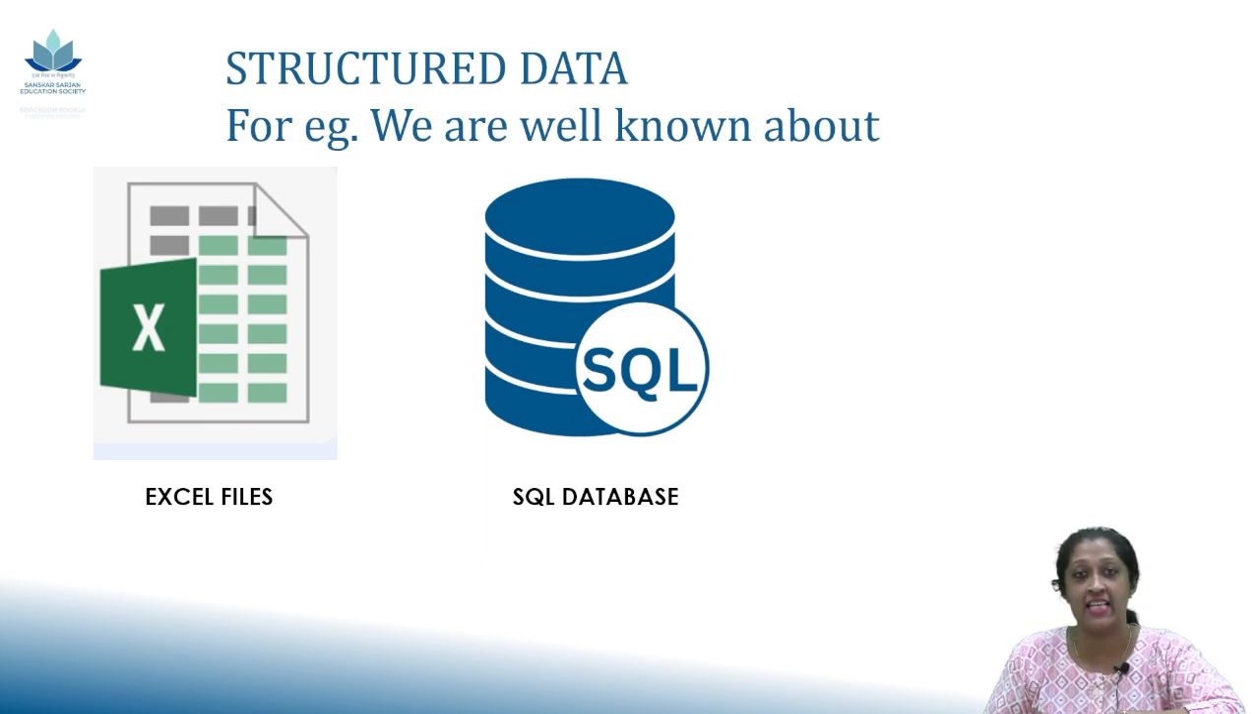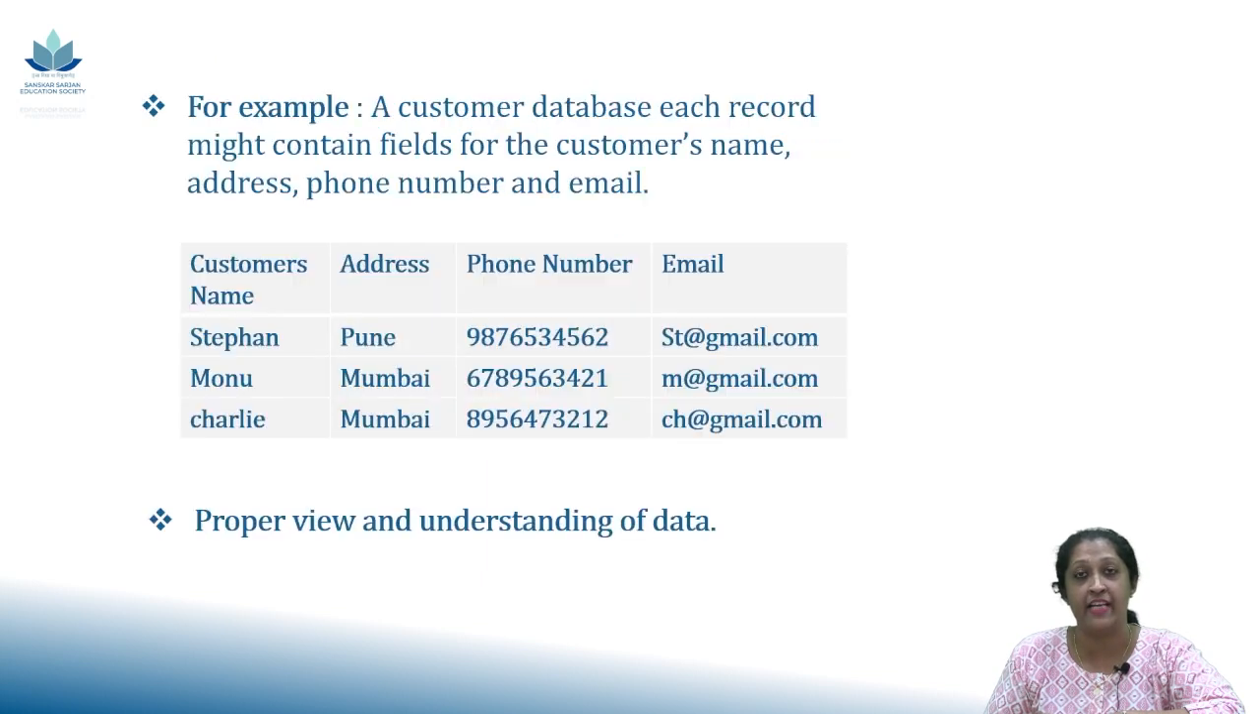Let us consider this example. It's an example of a customer database which contains the customer details, which is maintained in a tabular format. Here, the rows and columns are related to each other. That is the main point of structured data: all data are related to each other. For example, the customer name Stephen and the address Pune, phone number and email are given, which are related to each other. From all these, we can get a proper view and understanding of the data in structured data.